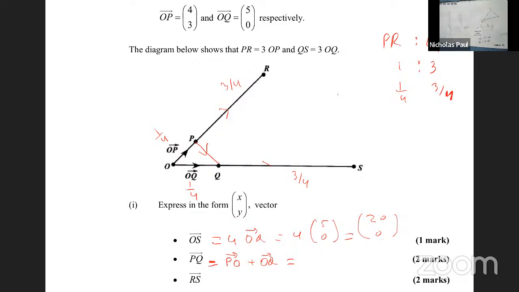Somebody can help him? Right. OP is 4, 3. So PO is -4, -3. Yeah, opposite direction. So that'll be -4, -3. And you're adding that to OQ. OQ is 5, 0. -4 plus 5, that's 1. -3 plus 0 is -3.